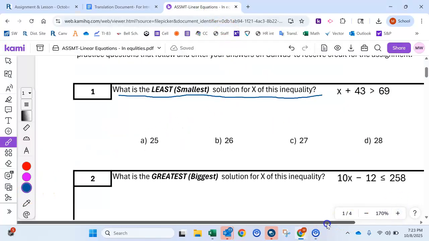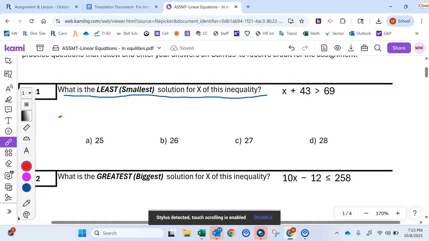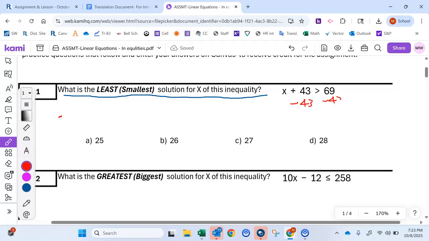The first option is to just solve for x, or isolate it. Like I said before, it's the same process. So we need to combine like terms. We want to get x by itself, so we subtract 43, minus 43 from both sides. And that tells us that x is greater than 26, right? So that would be how we solve it.